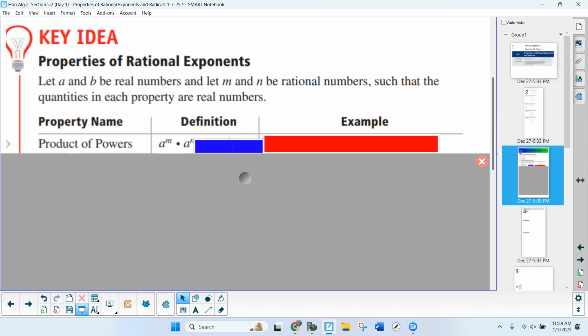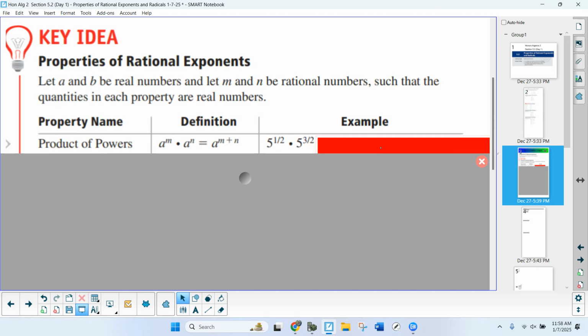Product of powers. That means if you take two powers and multiply. So if you multiply powers, a to the m times a to the n, what do you do to the exponents? Add them. You add them. That's a to the m plus n. Keep in mind you have to have the same base. A to the m times a to the n is a to the m plus n. You have to have the same base.